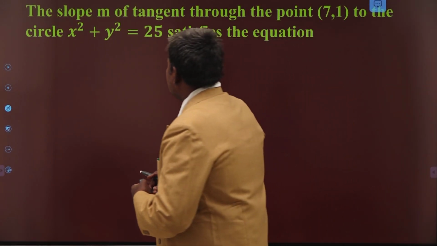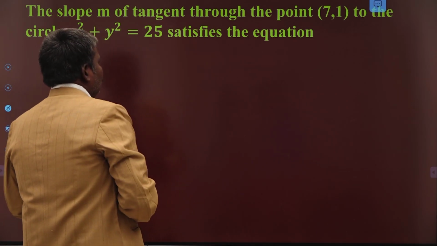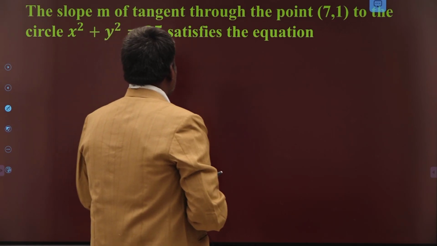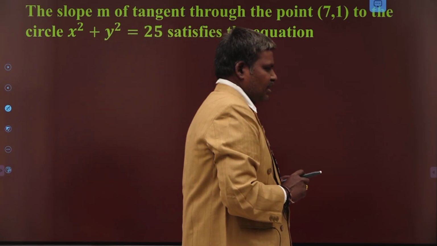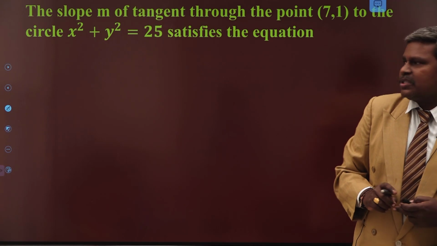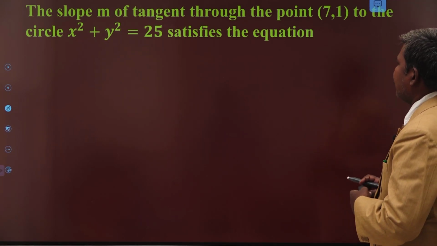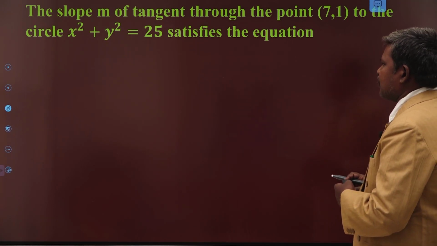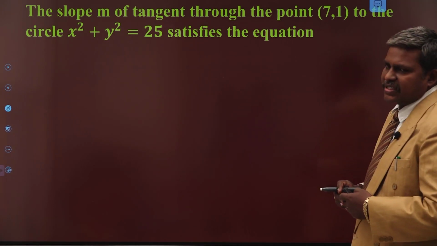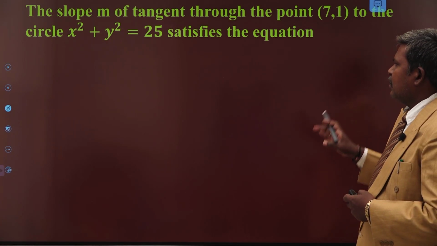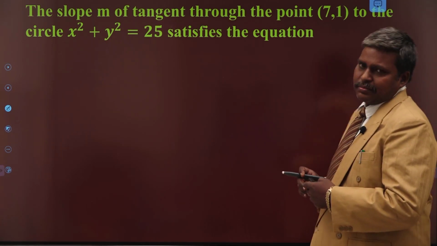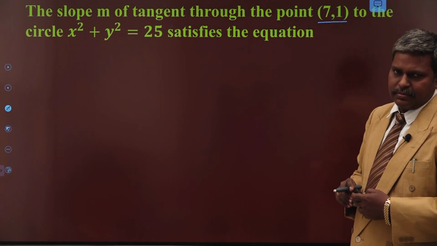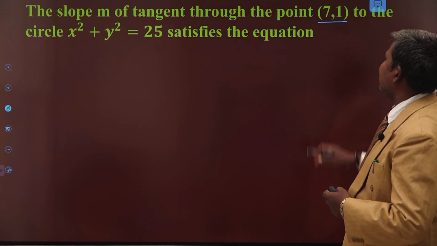See this question. The slope m of the tangent through the point 7 comma 1 to the circle x square plus y square equal to 25 satisfies the equation what? That is the question. That means the slope of the tangent is m, and that tangent is passing through what now? 7 comma 1. The tangent is passing through the point 7 comma 1, they are given.